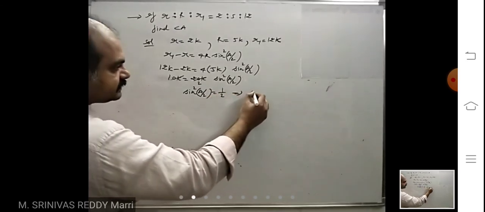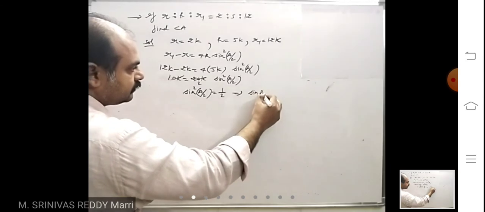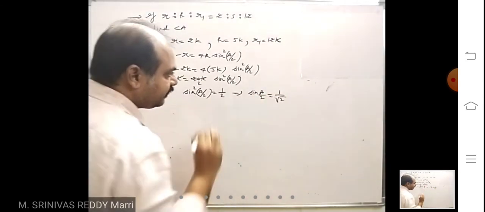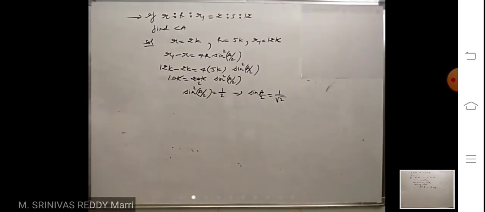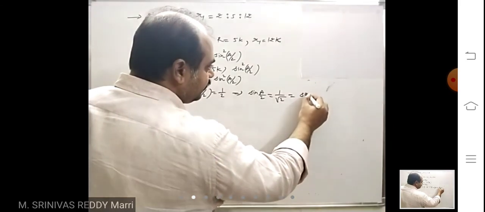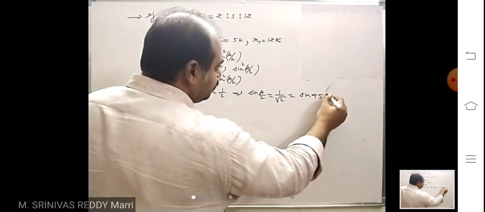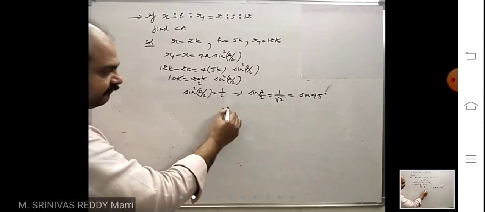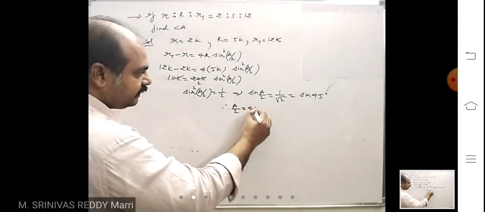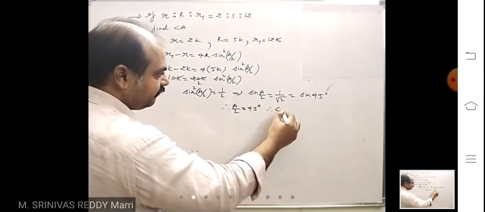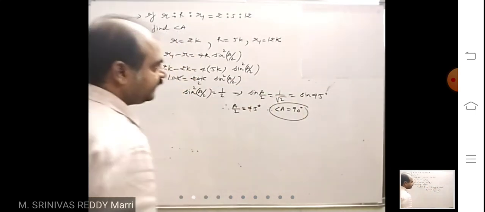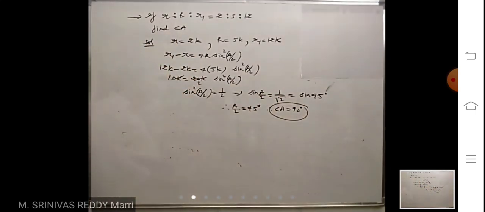That implies sine A by 2 is nothing but 1 by root 2. This is nothing but sine 45 degree. Therefore, A by 2 is 45 degree. Therefore, angle A is 90 degree. Like that, this is how to use the formula.